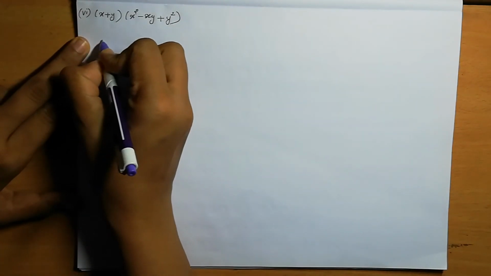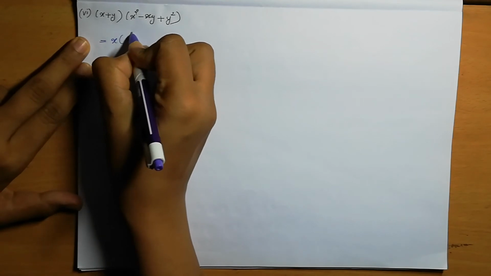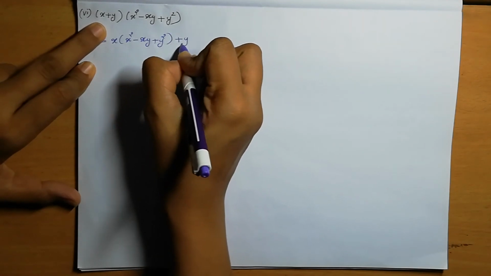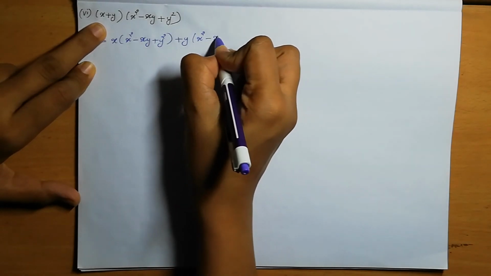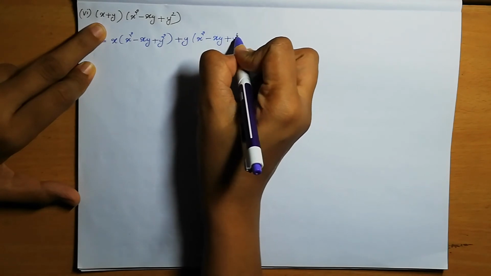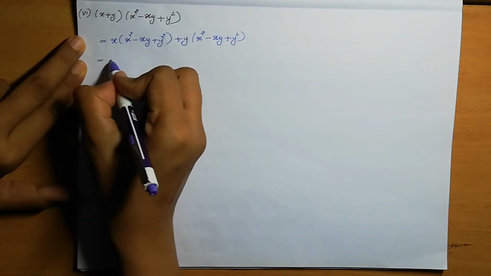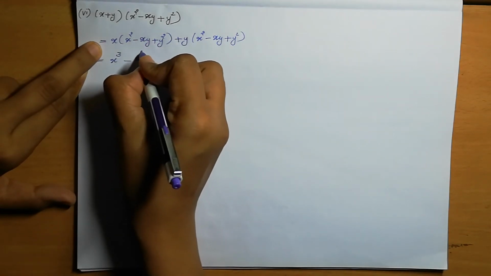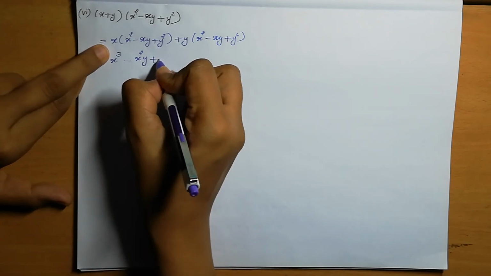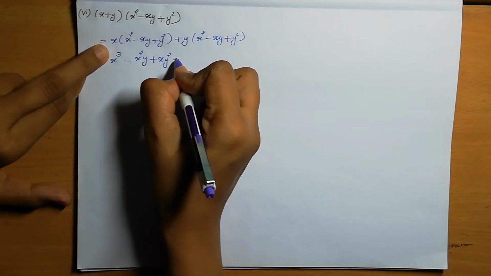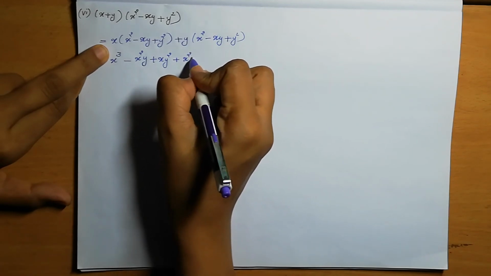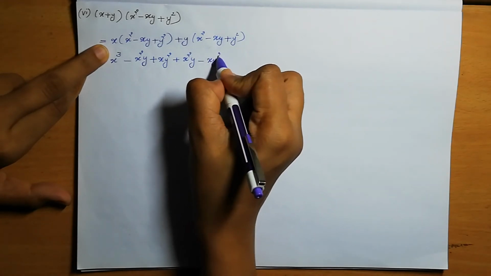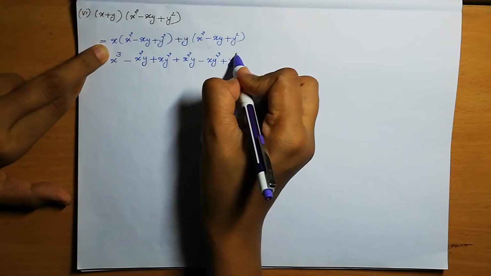Sixth one, x plus y into x square minus xy plus y square. So this one we can write as each term: x into x square minus xy plus y square, plus y into x square minus xy plus y square. So this one we can write as x into x square is x cube, minus x into xy is x square y, plus x into y square is x y square, plus y into x square is x square y, minus y into xy is x y square, y into y square is y cube.